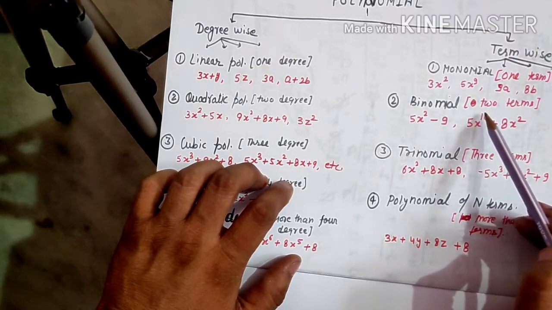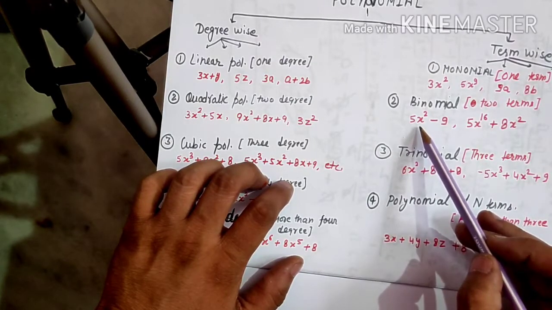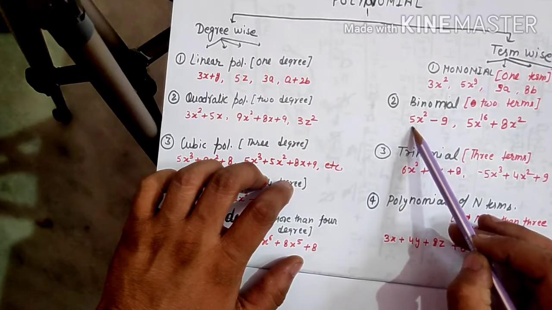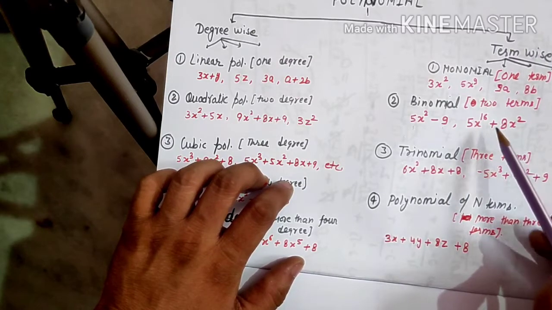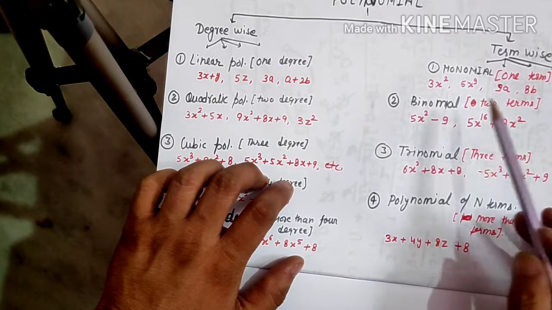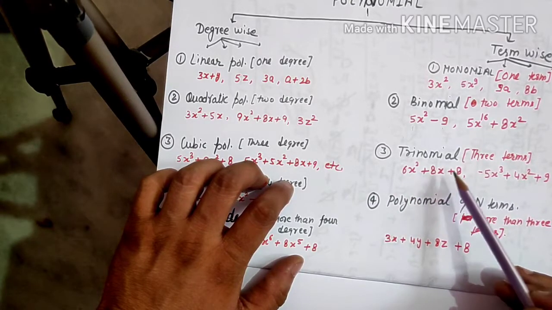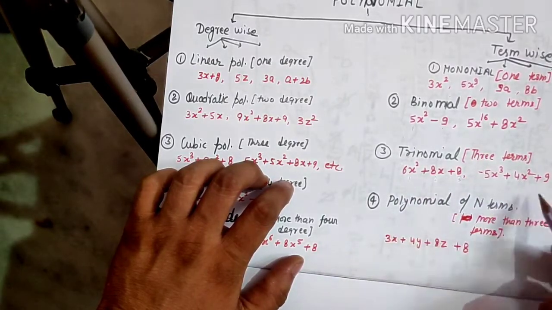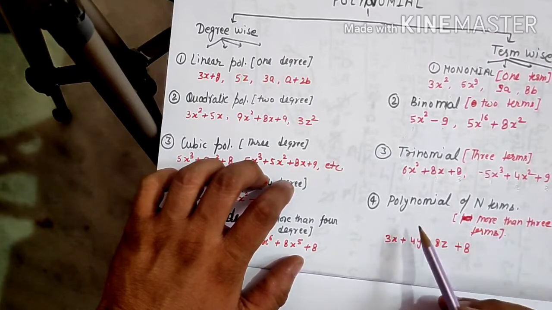The second one is binomial. That means it contains two terms. For example, 5x to the power 5x square minus 9, one term and two term. 5x to the power 16 plus 8x square, containing two terms. This is binomial. Trinomial, 6x square plus 8x plus 8, there are three terms. 1, 2, 3, so this is trinomial. 1, 2, 3, this is also trinomial.